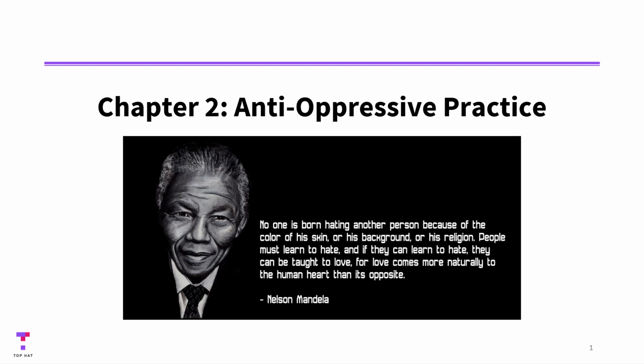In the famous words of Nelson Mandela, no one is born hating another person because of the color of their skin or their background or their religion. People must learn to hate, and if they learn to hate, they can be taught to love, for love comes more naturally to the human heart than its opposite.